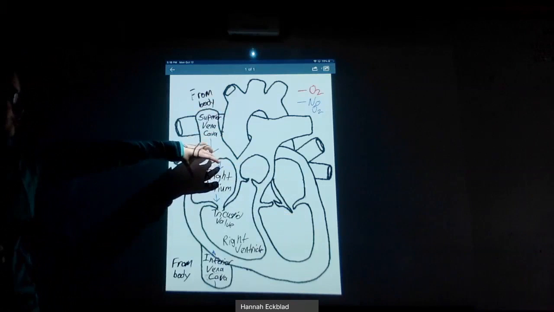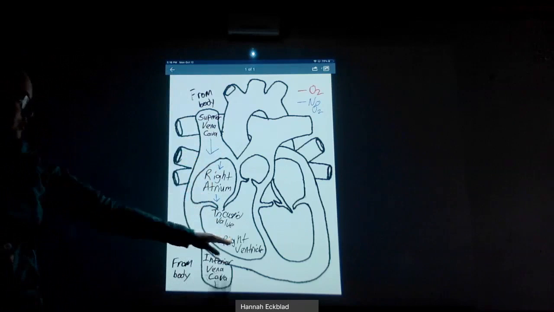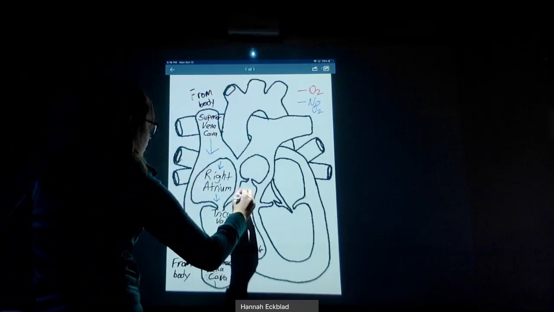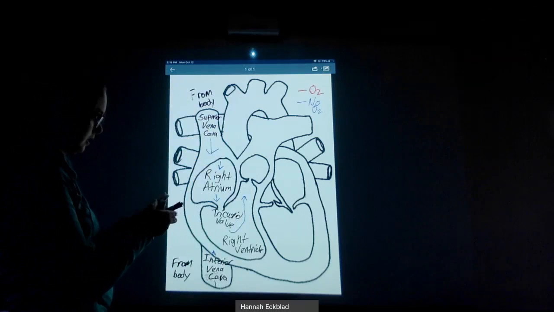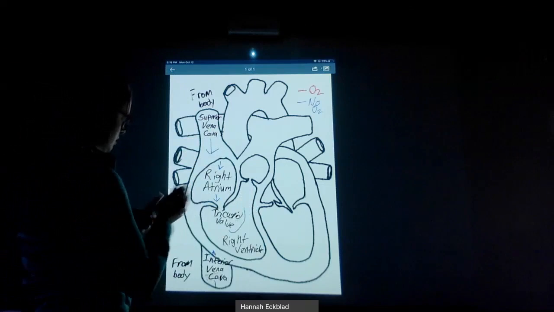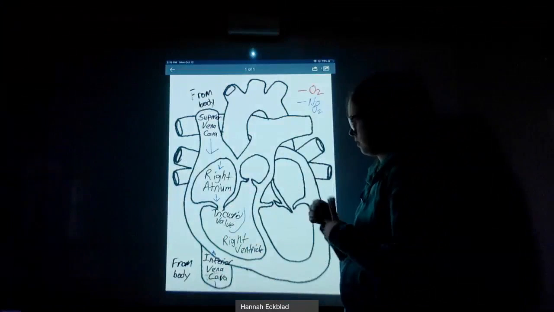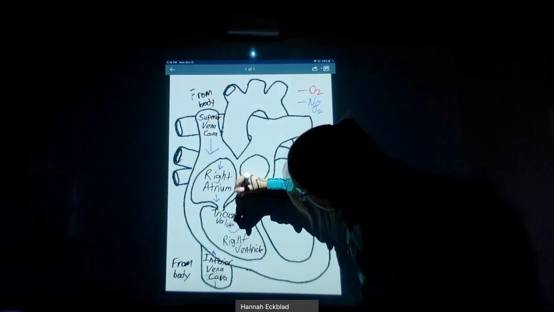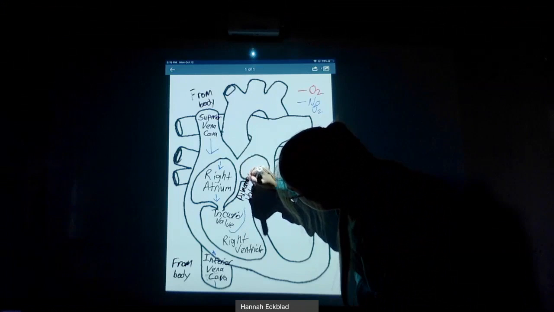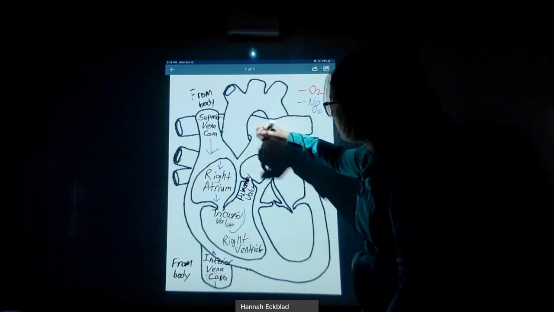So, the first receiving chamber, the right atrium, receives blood from the body, travels through the tricuspid valve into the right ventricle. And then it's going to travel up into the, well, first it's going to go through the pulmonary valve. Whoops, I should do that in black. And remember, pulmonary means lung. So pulmonary valve into the pulmonary arteries.